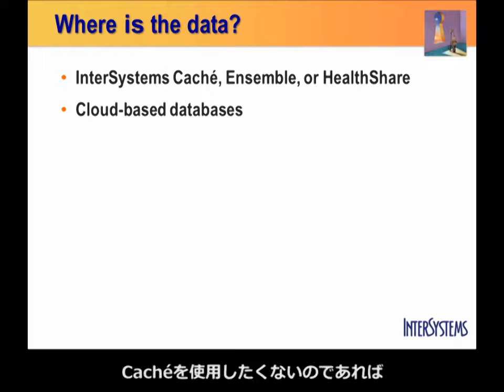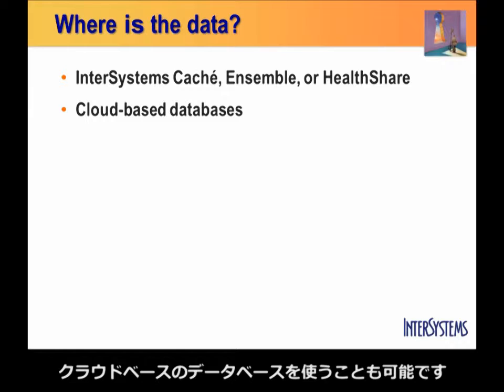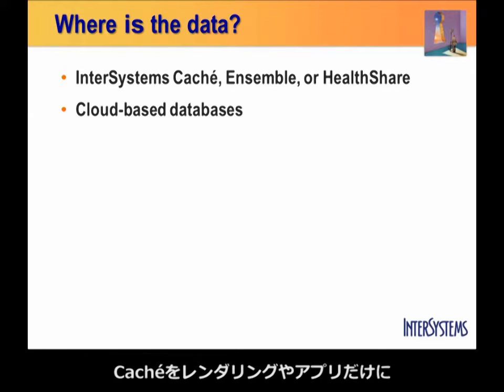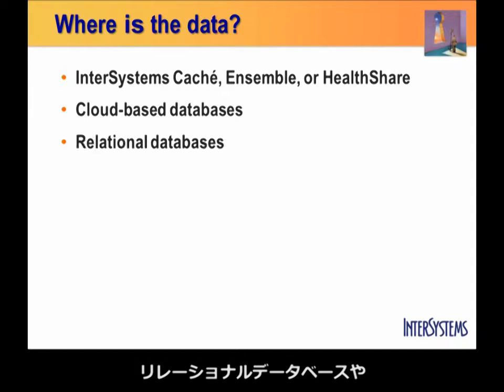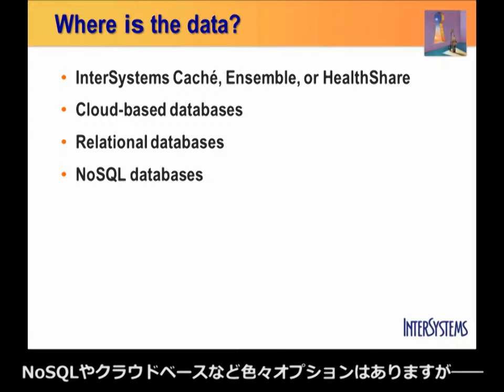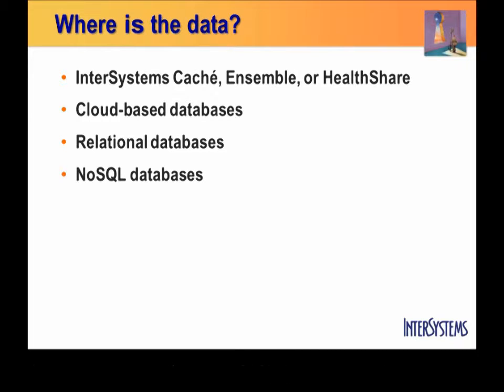You could pick one of the cloud-based databases that are out there. If you want to deploy in the cloud and not use cache for some reason, and you want to just use cache for the rendering piece and the application piece, there are other options out there. You could pick a relational database or a cloud-based database, a NoSQL database, key value pair. But again, our preference is use cache, please.